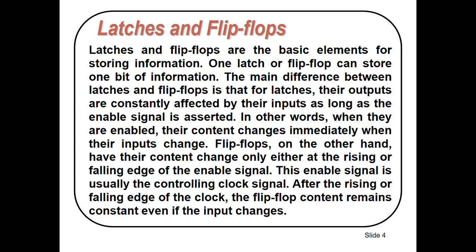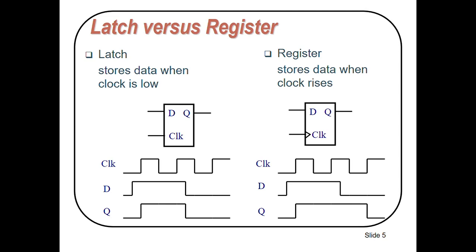Flip-flops have their content change only at the rising or falling edge of the enable signal. This enable signal is usually the controlling clock signal. After the rising or falling edge of the clock, the flip-flop contents remain constant even if the input changes. So here we should discuss the operation of latch and register.